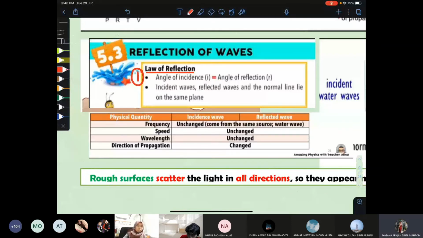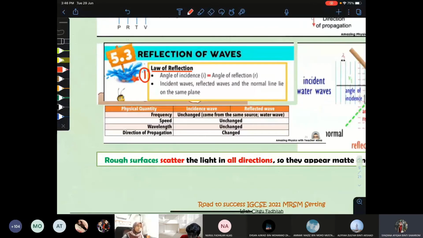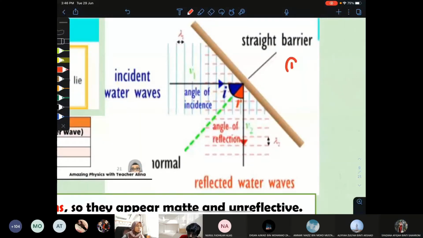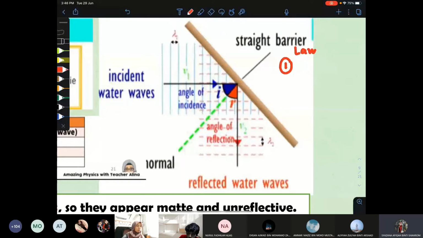The first point is the angle of incidence is equal to the angle of reflection. Okay, what is another point about the law of reflection? Difficult to memorise? No need to memorise. Look at the picture, just imagine this diagram and then you can state the law of reflection. Just now, what was it? First, we say I equals R. So that's the first one.